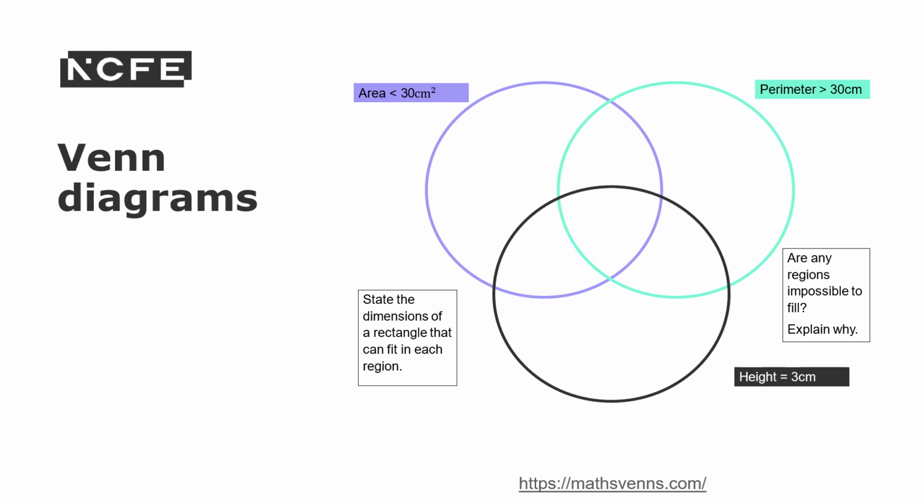So you can pause the recording and try to complete the Venn diagram. Think of as many rectangles as you can. This is a great thing if you set it as a group task, because everybody can take part at their own level. We'll take a look at some answers on the next slide.